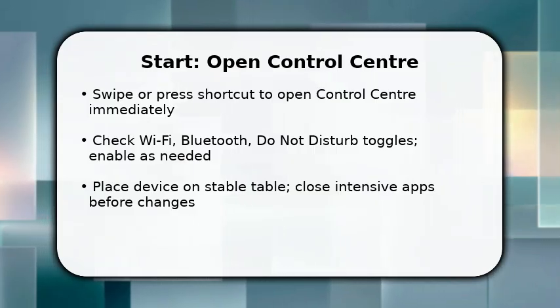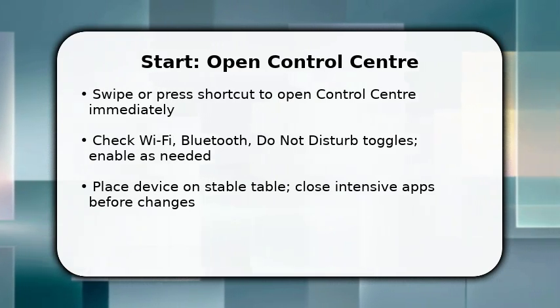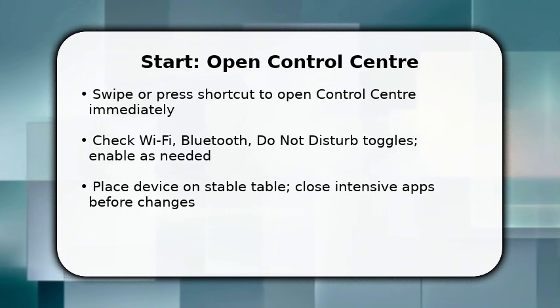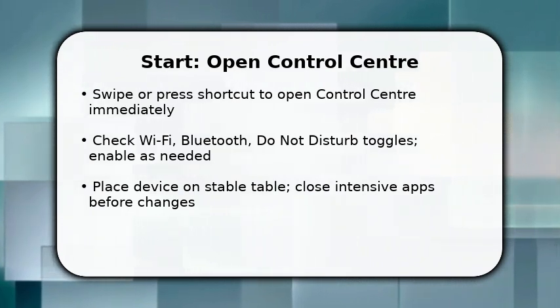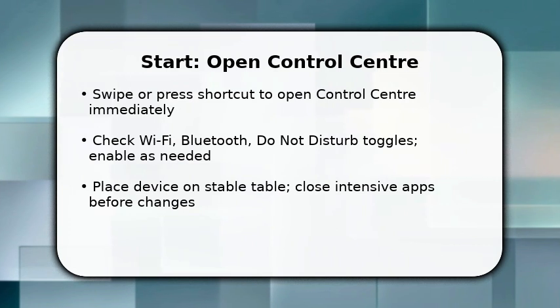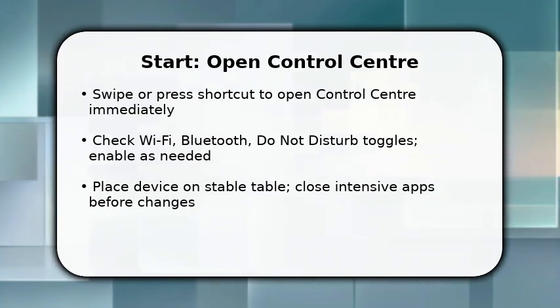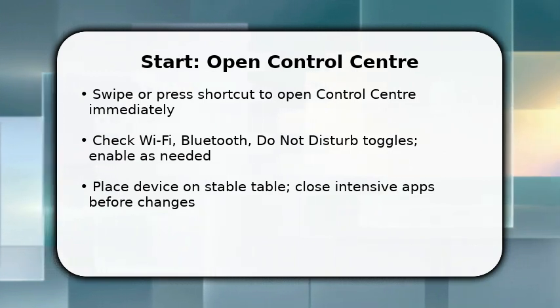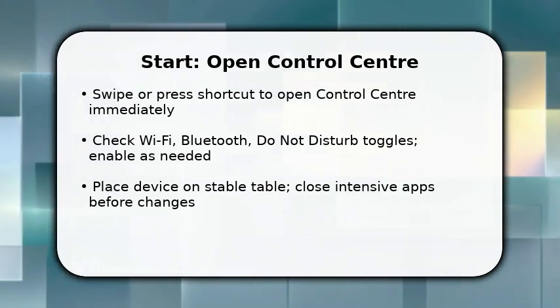You start by opening Control Center using the dedicated gesture or keyboard shortcut. This gives instant access to core controls. Once open, scan the top row for connectivity and power tiles so you know current states. Make sure to enable or disable Wi-Fi, Bluetooth, or Do Not Disturb depending on immediate needs.